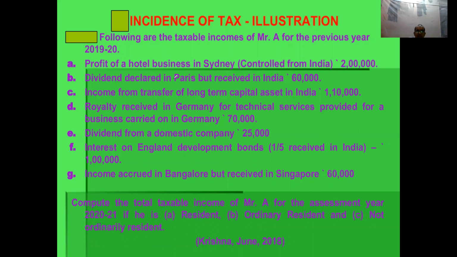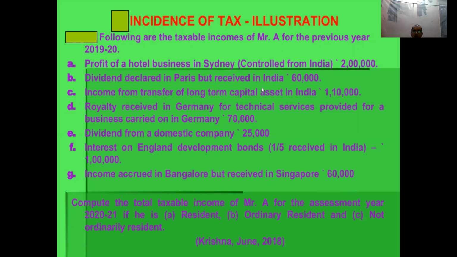You follow them. First one, profit of a hotel business in Sydney. Sydney means which country? Sydney is a place in which country? America or Australia? No, it is a place in Australia. In Australia, Sydney is there.